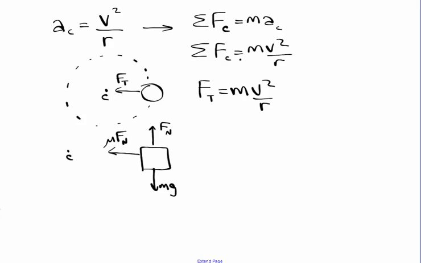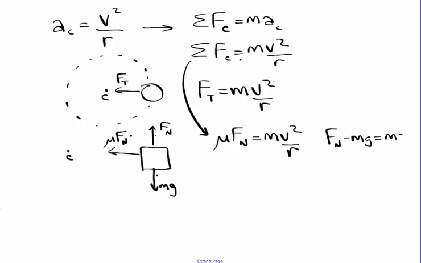I could say, first of all, the net force pointing towards the center of the circle, aka the friction force, is my centripetal force. And so I would take this and substitute in mu F_n for the centripetal force equals mv squared over r. But I also have two forces that are pointed, one up and one down. And I'm going to use Newton's second law for that, and I'm going to substitute for the left-hand side the up force minus the down force, normal force minus mg equals ma.